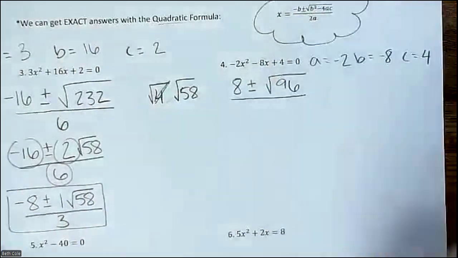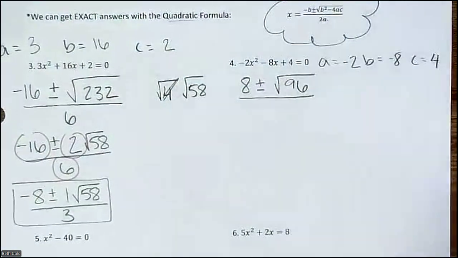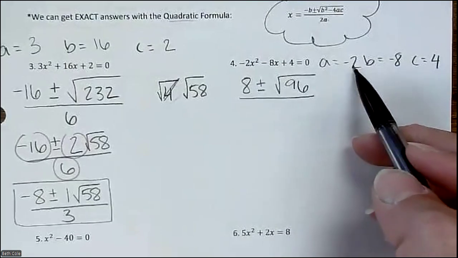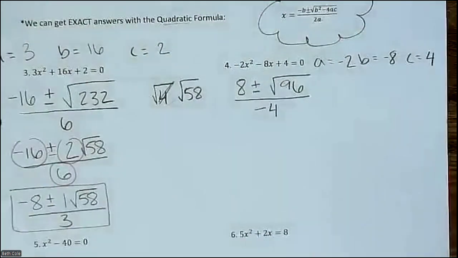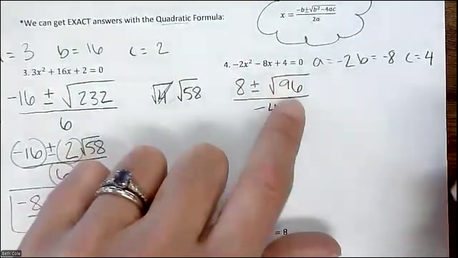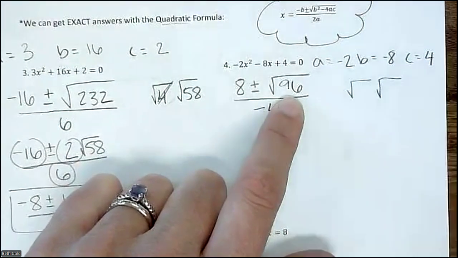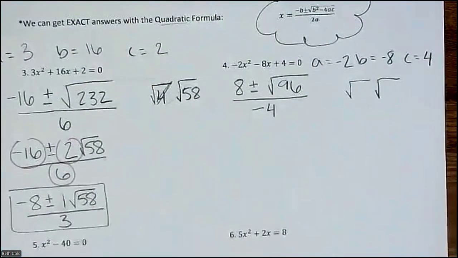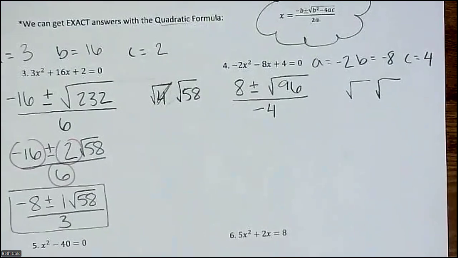Big old fraction bar. It's over 2 times A, which would be negative 4. Good job. Now again, on Delta Math, you're done. That's the answer. Just type it in. Okay. But on your SOL, they're going to give you ones that you have to split. So we need to figure out what goes into 96.